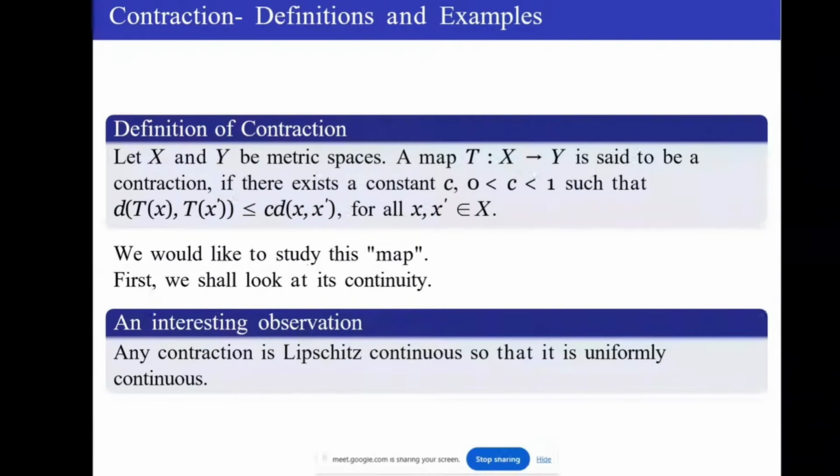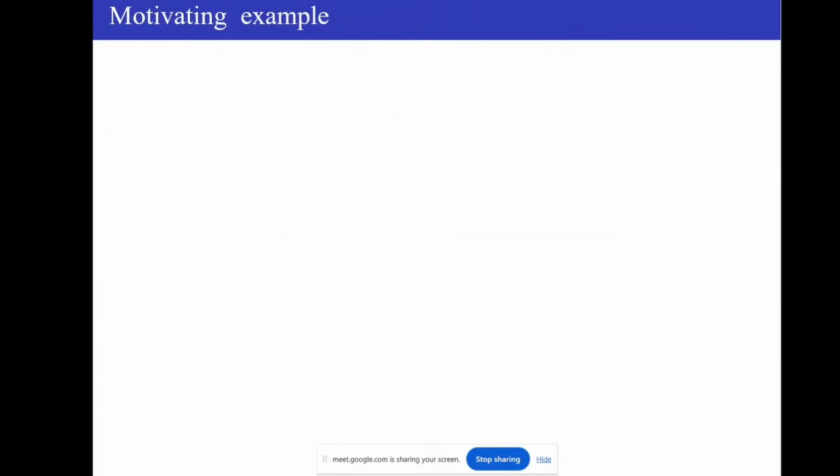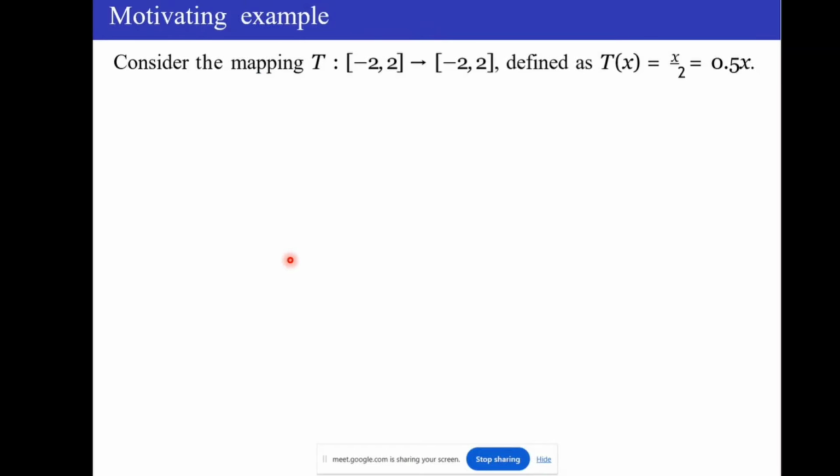Now, we would like to see how this map T acts on some metric spaces. That means let's study some examples. For that we will take a very simple example, our favorite metric space: a closed bounded interval in R. Here, for example, I am taking a map T from the closed interval [-2, 2] to itself, and T of x I am defining to be x by 2. Clearly it is a contraction map, right?